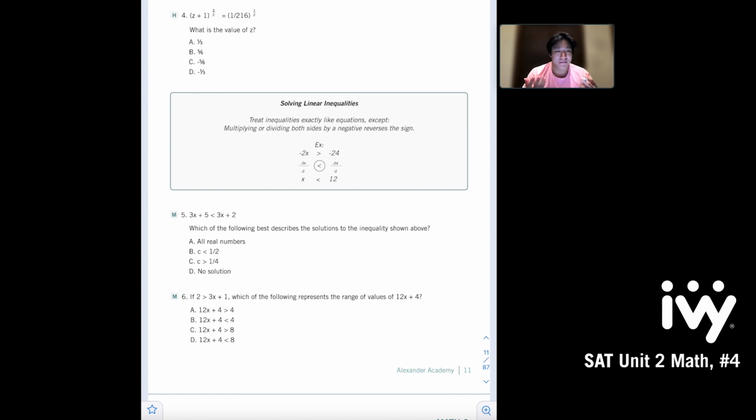Okay, Question 4. z plus 1 to the 3 halves power is equal to 1 over 216 to the 1 half power. So in order to get rid of that 1 half, or that square root in the exponent on both sides, let's go ahead and square both sides. Once we square both sides, we have z plus 1 to the third power is equal to 1 over 216 to the first power.